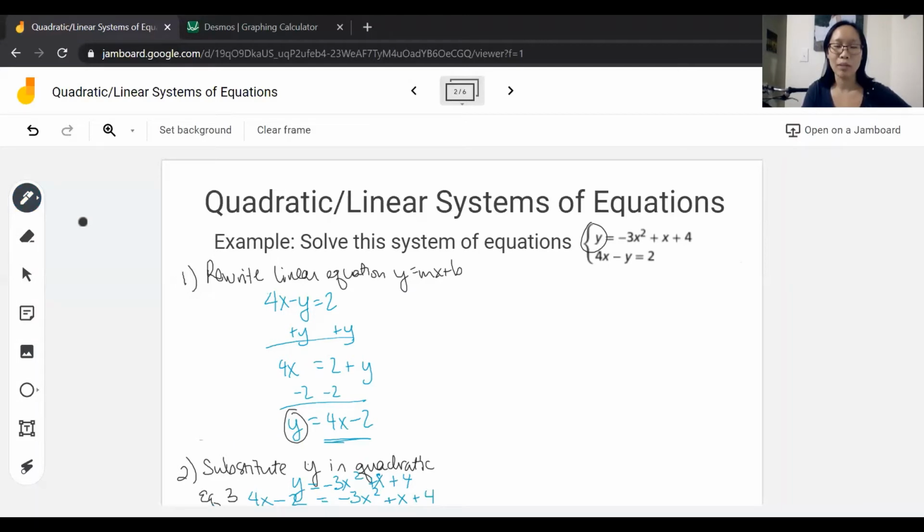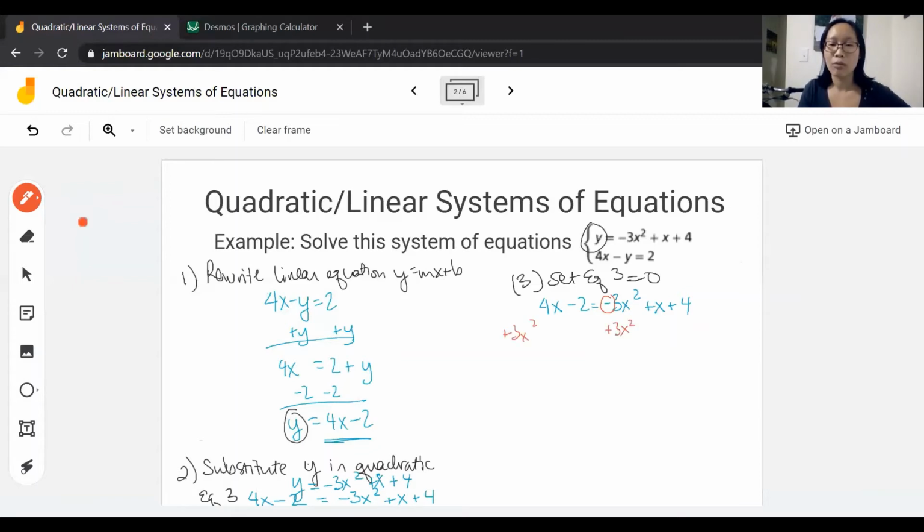My third step will be to set equation 3 equal to 0. To set one side equal to 0, I'm going to move everything on that side over to the other. I want to end up with a positive quadratic term, and I notice that I have a negative x squared term here, so I'm going to add 3x squared to both sides.